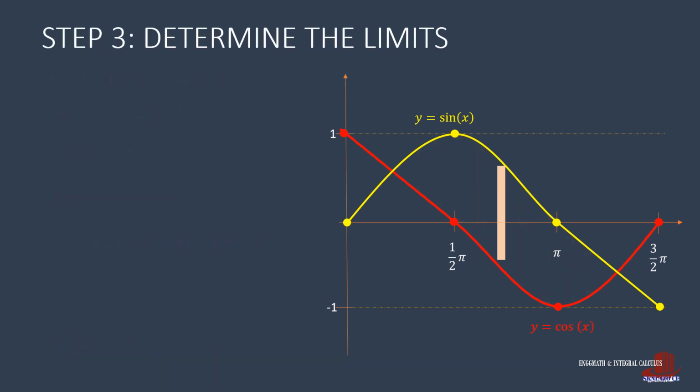The next step is to determine the boundaries of the area. Since we figured out that vertical strips are to be used, we find the left and right boundaries. These boundaries are the actual limits of the integral. Graphically, the limits are from the locations just after 0 and before 3/2 of pi. But what are the exact placements?